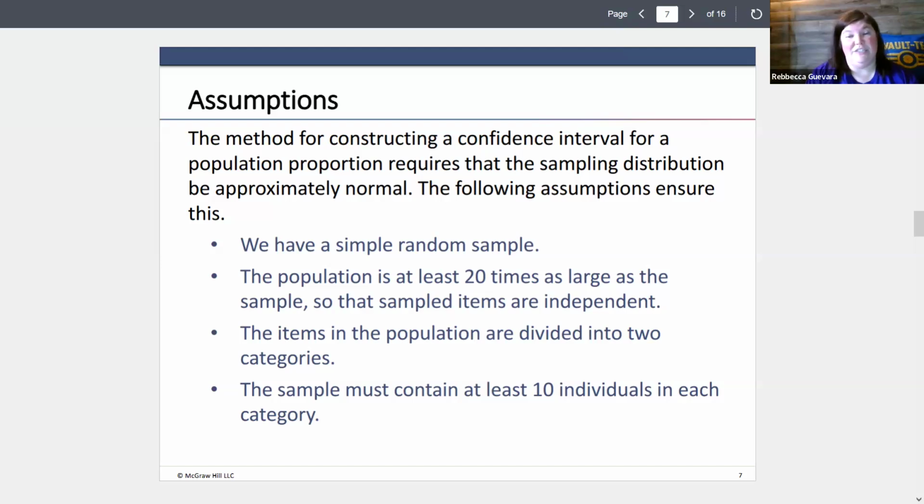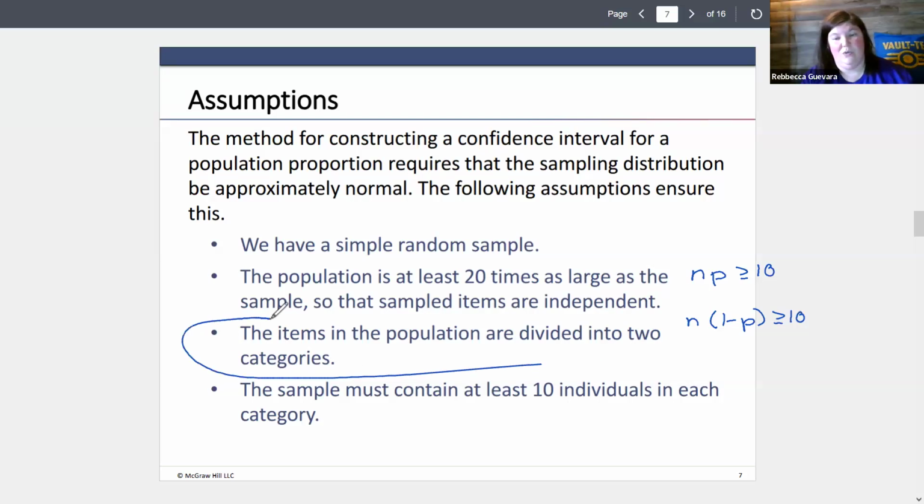The population is at least 20 times as large as the sample, so that the sampled items are independent. And the items in the population are divided into two categories. The sample must contain at least 10 individuals in each category. So if you remember, I take the sample size times the proportion, and that had to be 10 or greater. And then we would take n times 1 minus the proportion, and that also had to be greater than 10. So that's the rule that we had before.